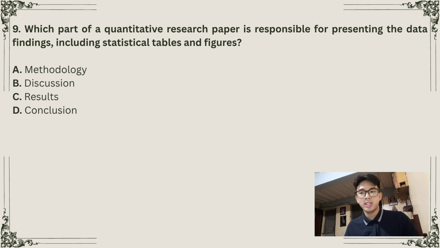For number 9, we are almost done. Which part of the quantitative research paper is responsible for presenting the data findings, including statistical tables and figures? A, methodology. B, discussion. C, results. And letter D, conclusion. If your answer is C, results, then you are correct.